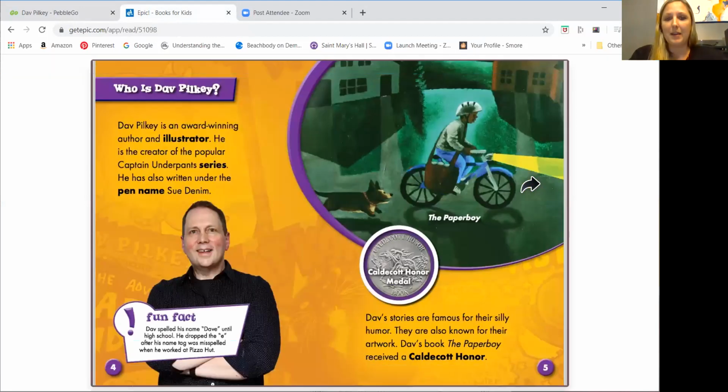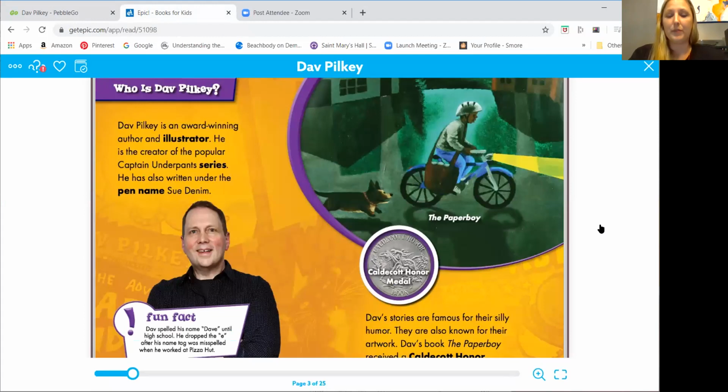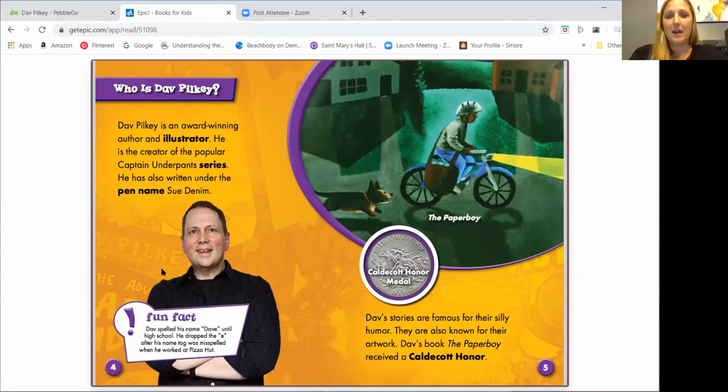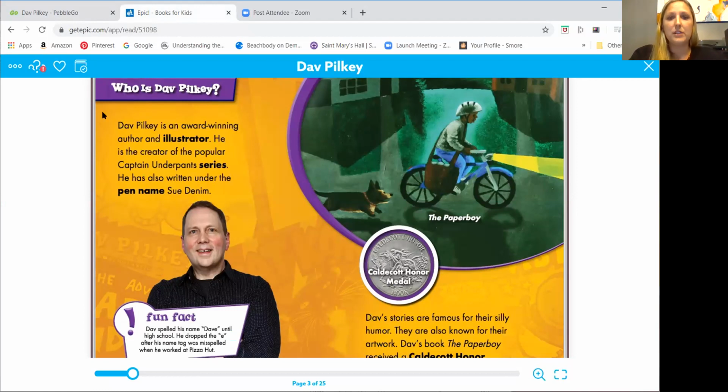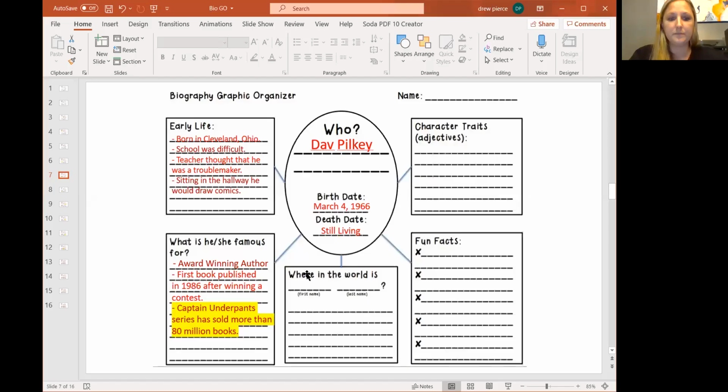In Epic, I've already kind of read through this book so that we can fill out the graphic organizer. And it actually gives you some fun facts, which is another heading on your graphic organizer. So from this page, I have found a couple more things that I could fill out on my graphic organizer. I can fill out, Dog Man series is also very well known. That was from Pebble Go as well.